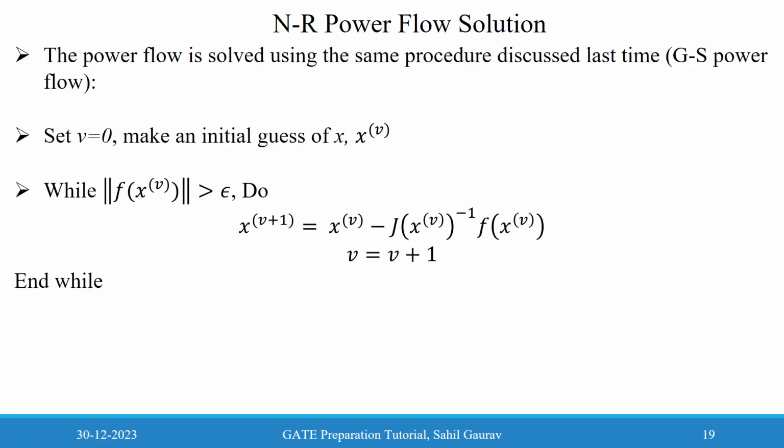Now, similar to the Gauss-Seidel load flow method, this power flow is solved using the Newton-Raphson power flow method, which is approximately similar. So here we have to set V equal to 0 and then make the initial guess of x and xv. While doing this, you have to find f(x) by putting the solution in the function. If it is more than the tolerance value, then you have to do the next iteration, and if on putting the solution in the function you are getting less than the tolerance value, then you have to stop.